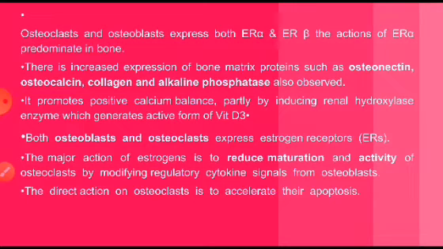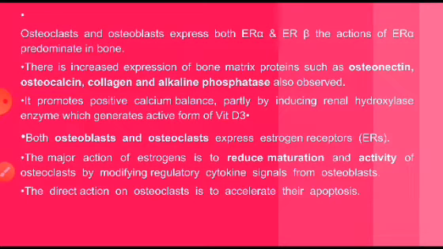Both osteoblasts and osteoclasts express estrogen receptors. Osteoblasts are those cells which are involved in the bone building process, and osteoclasts are those cells which are doing the bone resorption process, meaning weakening the bone or taking the calcium off from the bone. So both these cells have the estrogen receptor. This is proof that estrogen acts on the bone building process as well as on reduction of osteoclast activity in bone resorption.